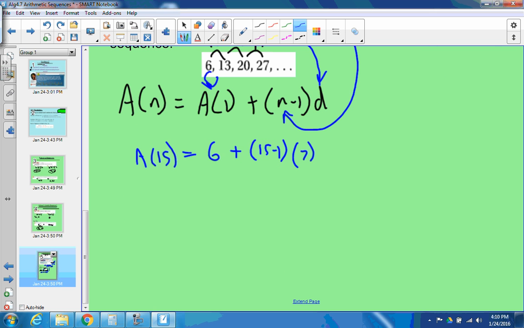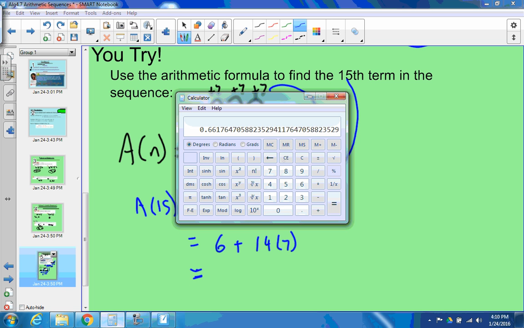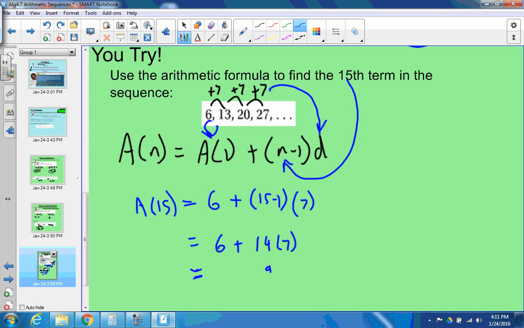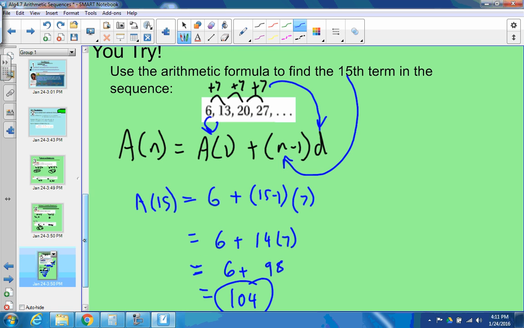Again, we're going to do order of operations to finish it up. We do the parentheses first, which is 15 minus 1. So we have 6 plus 14 times 7. Multiplication comes next. I don't know 14 times 7 off the top of my head, so I'm going to go to my calculator. 14 times 7 is 98. 6 plus 98 equals 104. So the 15th term in this sequence would be 104, just by using the formula.